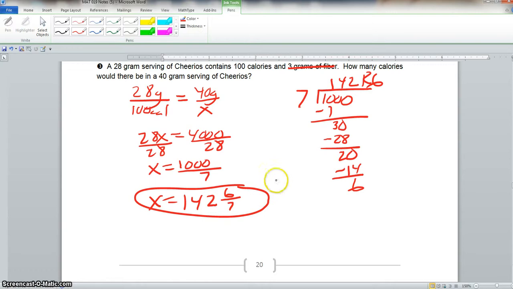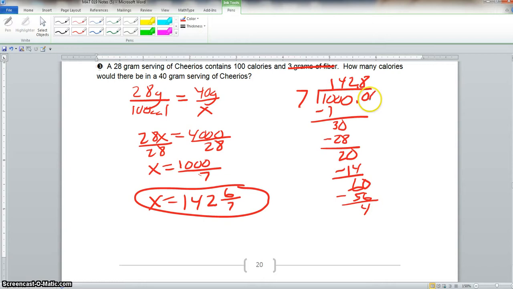Now, just to let you all see this, if you wanted to write this as a decimal, what you could do is this. We could do 7 into 1,000 like we did here, and I would continue on. I'm going to get rid of this remainder 6 so you can see what this looks like as a decimal. So we will put a decimal here, a 0 here, and bring the 0 down. 7 goes into 60 eight times. 8 times 7 is 56.